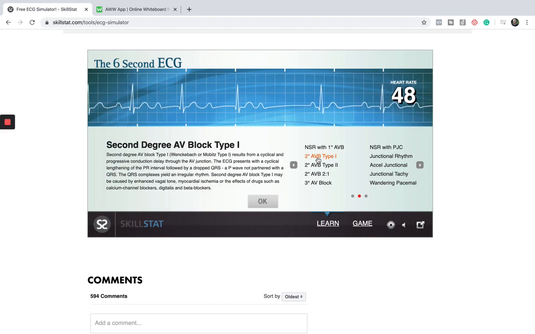You can see here, second degree type 1. Watch this one. This one is known for longer and longer and drops. The beat's going to get longer and longer and drops. So here we are. Nice PR interval, QRST. PR interval a little longer, QRST. P wave longer, QRST. P wave longer, QRST. P, no QRS.